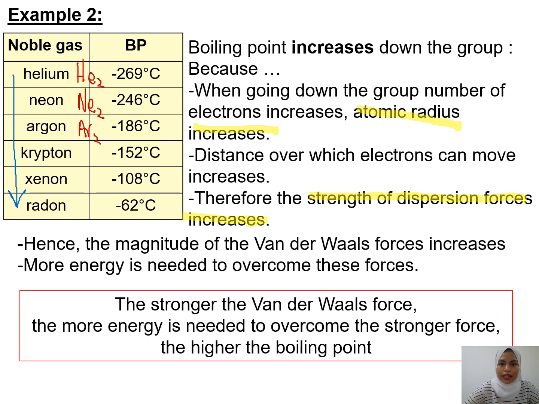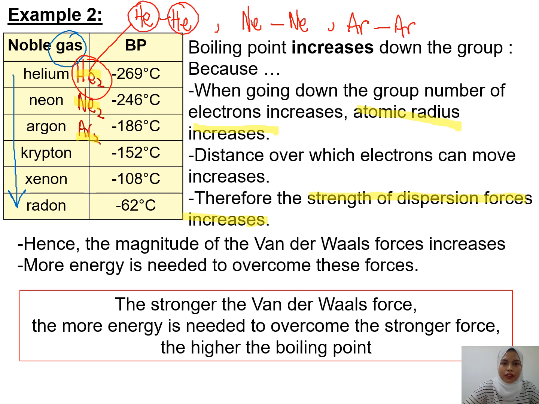Macam mana you tahu gas ni semua ada type of van der Waals forces dia London dispersion force? Sebab okay, gas kan Miss bagi tahu dia tak boleh. Gas ni maksudnya dia molekul. Okay, molekul dua atom noble gas yang bergabung together. Contohnya macam helium He2, kan? So He2 ni sebab He dengan He. Neon pula sebab Ne atom dengan Ne. Argon pula because argon atom dengan Ar atom.